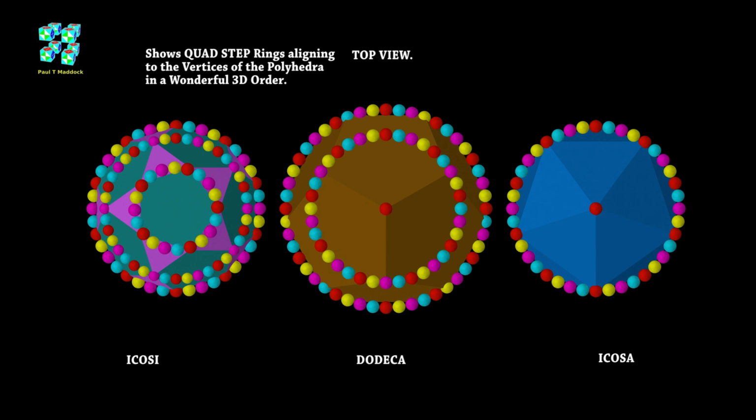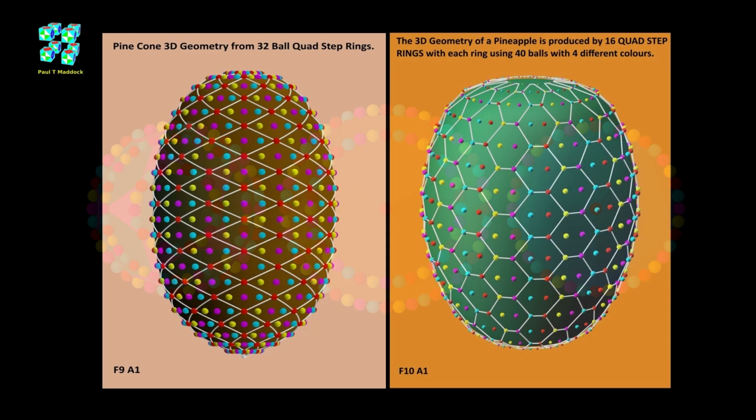I got one more thing for you to have a look at. In front, I'm showing you the 3D geometry of a pine cone and a pineapple. And I'm using the quad step balls to show you the geometry, the 3D geometry. These are a couple of pages coming out of the book that I put out on Amazon and Google Play and a couple of others. But I guess the academic world are only interested in what the peers have to say.